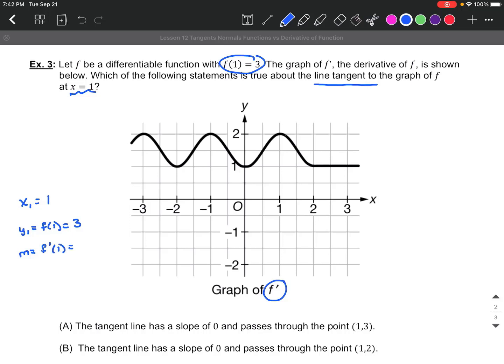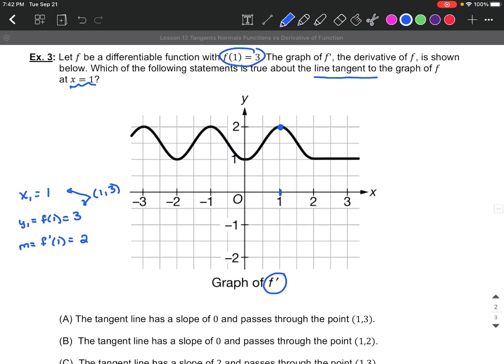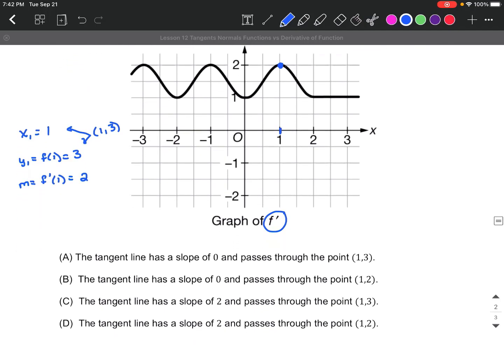Well, they gave me the graph of the derivative. And when x is 1, what's the height of that derivative? It's 2. So I got all this information without even looking at my choices. I know that my slope is 2, and I know that I'm passing through this point (1, 3). Well, does that match anything we have here? It's not a slope of 0, not a slope of 0. Here we have slopes of 2. And which was the point? (1, 3). This is the one we want.